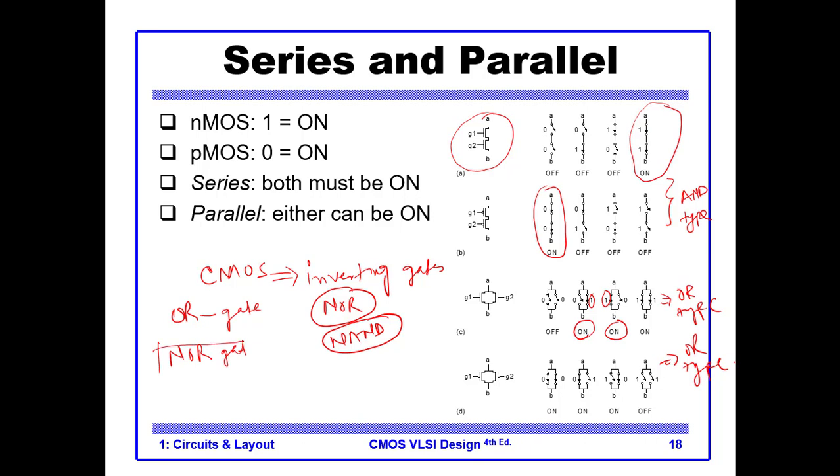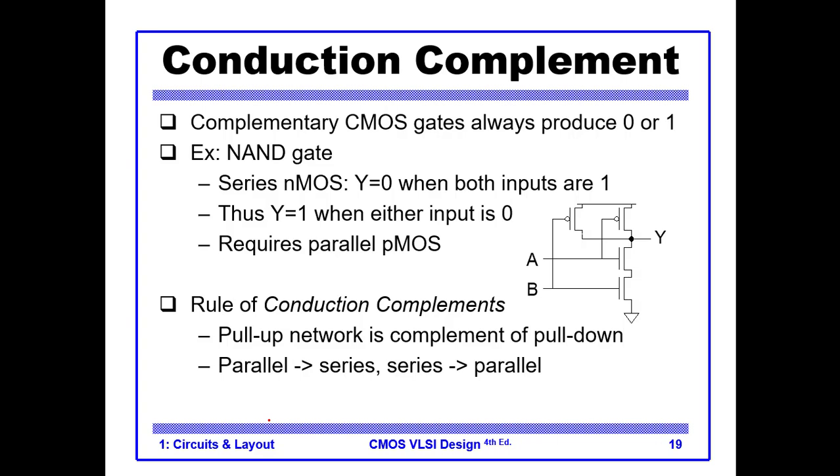Okay, so this is my NOR gate which we discussed in our previous slide, and then I will build a NOT gate. I will connect the NOT gate in front of it, so this will become an OR gate. So this is called conduction complement.